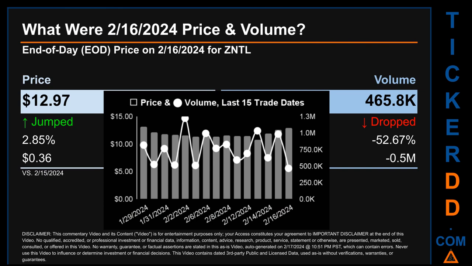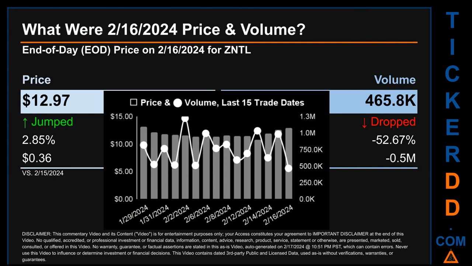What was end-of-day price and volume for ZNTL? On Friday, February 16, 2024, ZNTL had an end-of-day price of $12.97 and volume of about 0.5 million. Compared to the previous trading day, the price jumped 2.85%, gaining 36 cents, while volume dropped 52.67%, decreasing about 0.5 million. The graph shows price and volume for the last 15 trade dates.